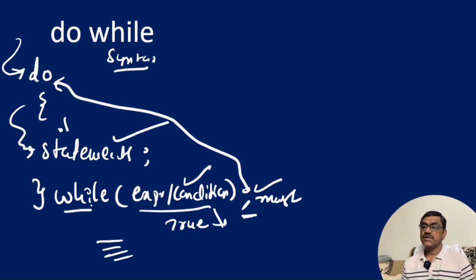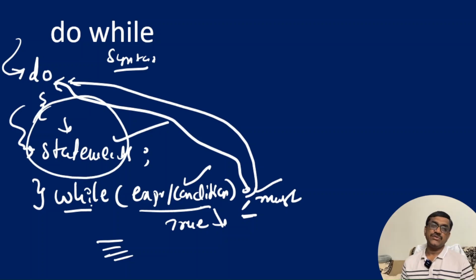And again the statements are executed a second time. Again the condition is tested. Again, if it is true, then the semicolon simply sends the control back to do. So like that, these statements are repeatedly executed, like while, as long as this condition is true.